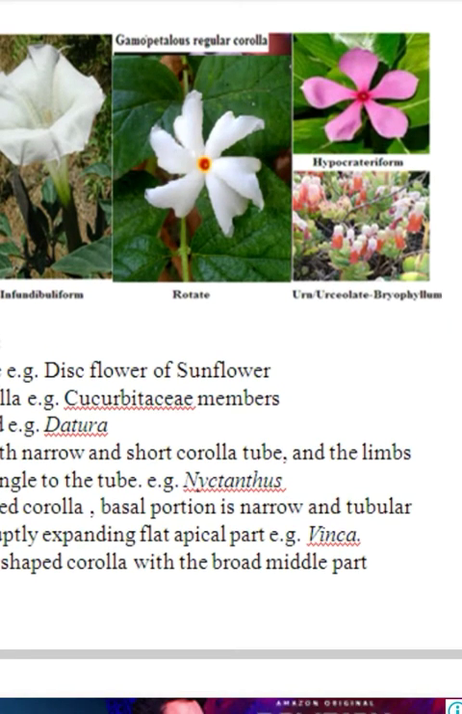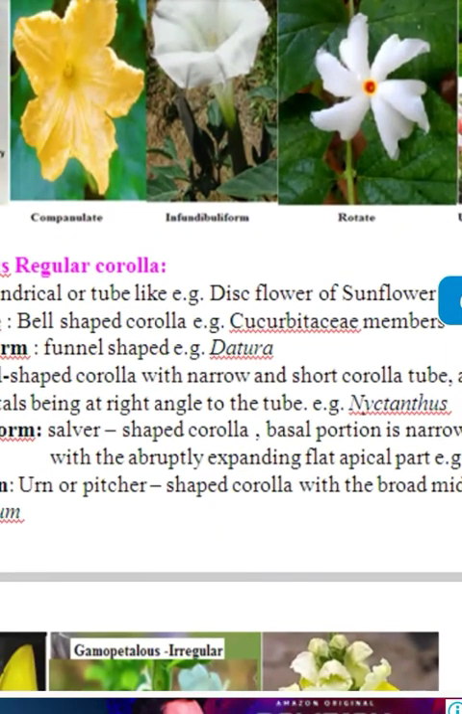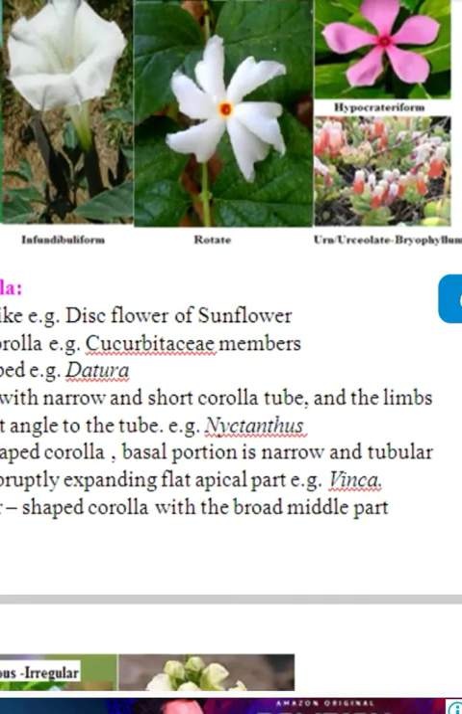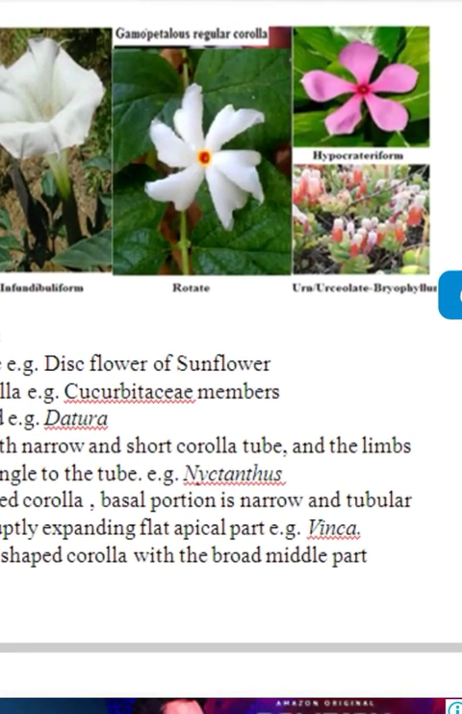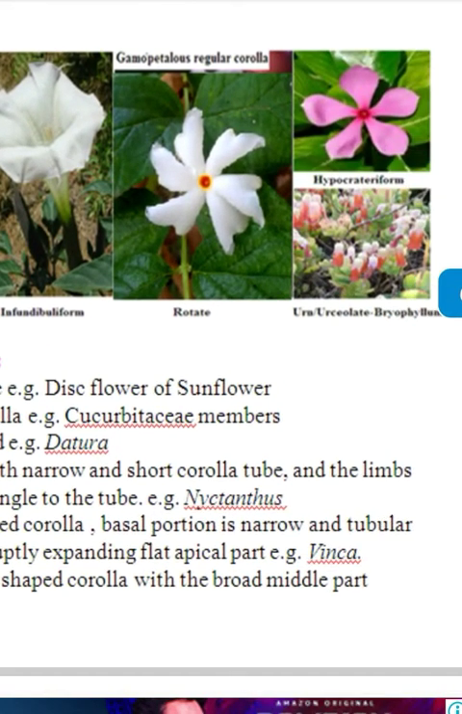Then in the hypocrateriform, that is the salver shaped corolla, here again 5 petals are there, but all these petals are expanded, with a flat apical part, abruptly expanded. The basal portion is narrow and tubular with the abruptly expanded flat apical part, and the entire structure looks like a salver, and it is Vinca.